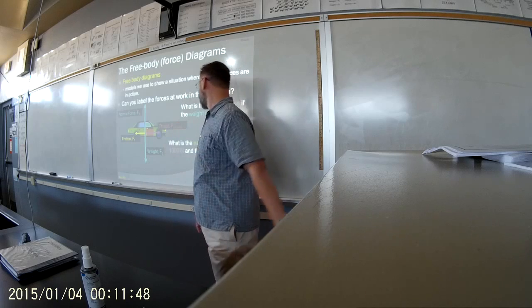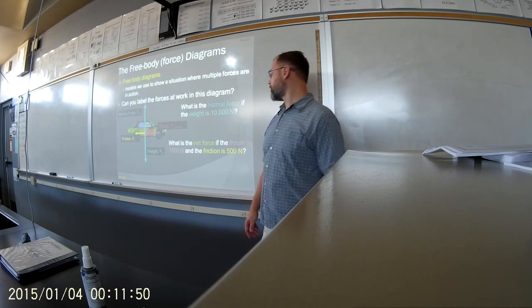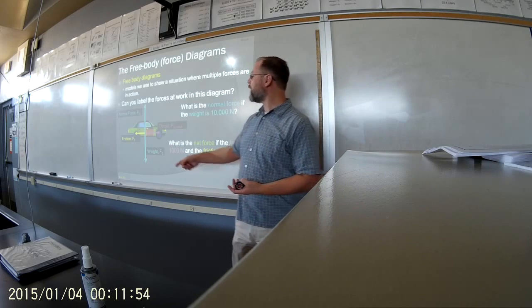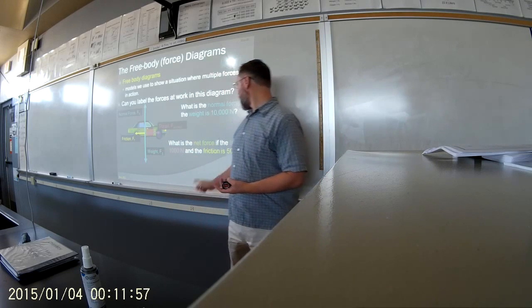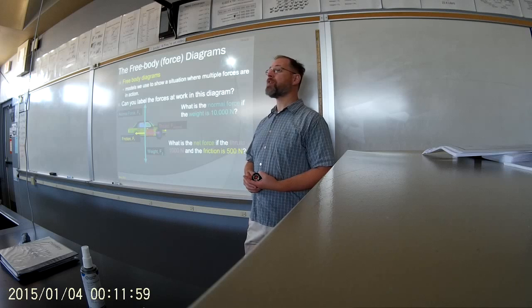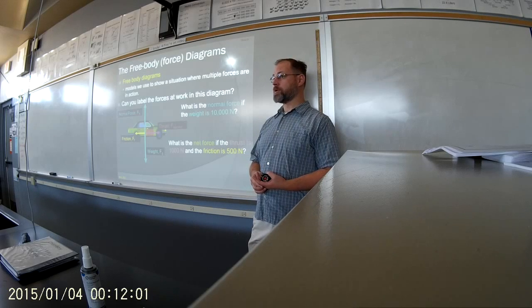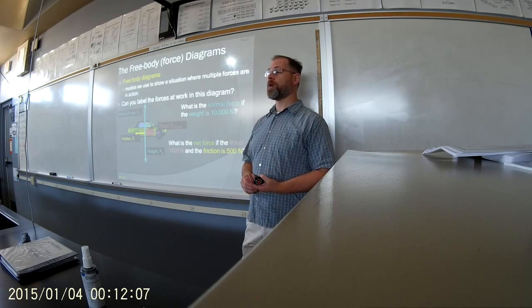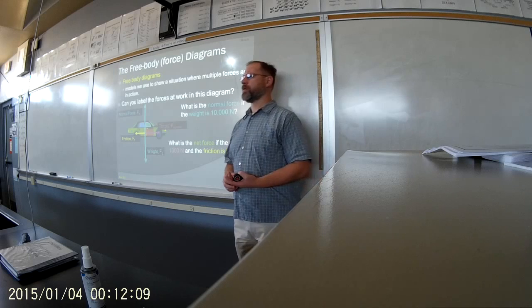Okay, next. What is the net force if the thrust or the force applied is 1,000 newtons forward and the friction force is 500 newtons backward? 500 in what direction? 500 forward? How did you arrive at that number?